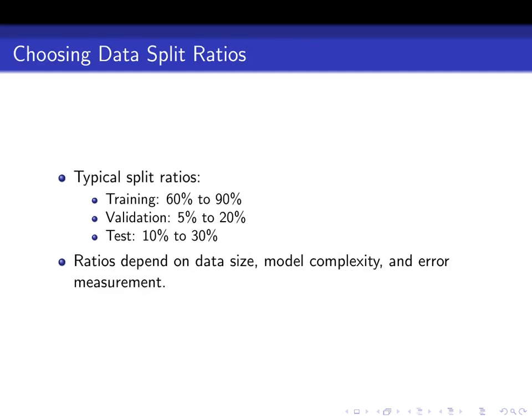Choosing the right data split ratios is critical. Typically, 60% to 90% of the data is used for training, 5% to 20% for validation, and 10% to 30% for testing. The exact ratios depend on factors like the size of the dataset, model complexity, and error measurement methods. Larger datasets allow for more flexibility in these splits.